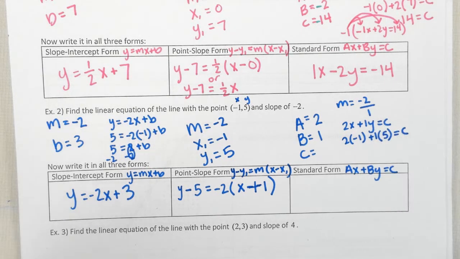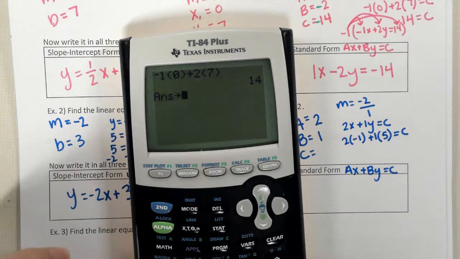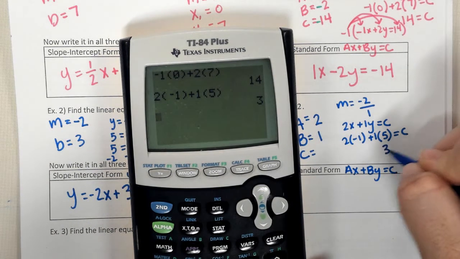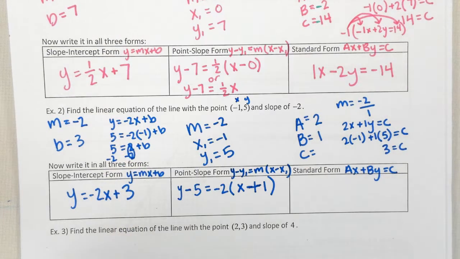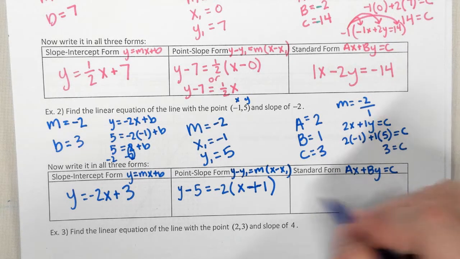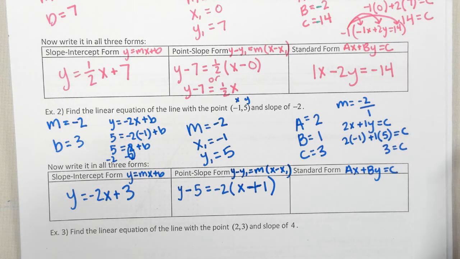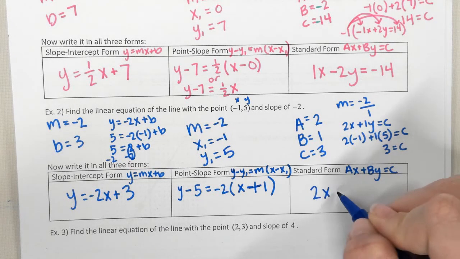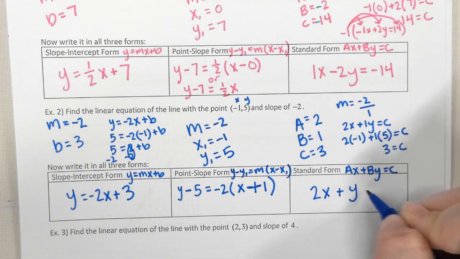And figure out what C equals. 2 parentheses negative 1 plus 1 times 5, and that gives me 3. A is positive, so we're good to go. So what's my form? What's my equation? 2x plus 1y equals 3.